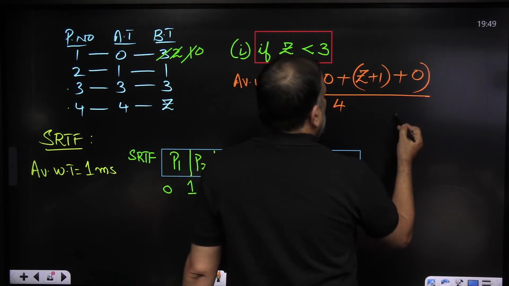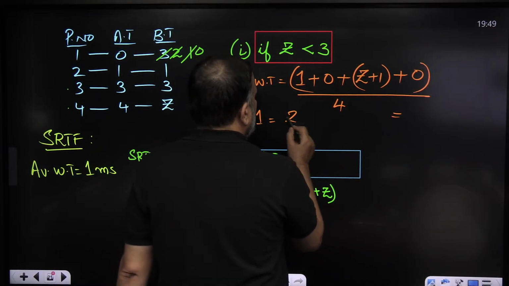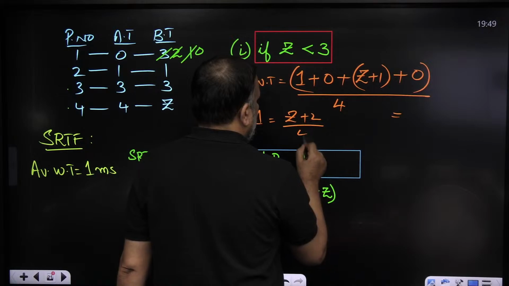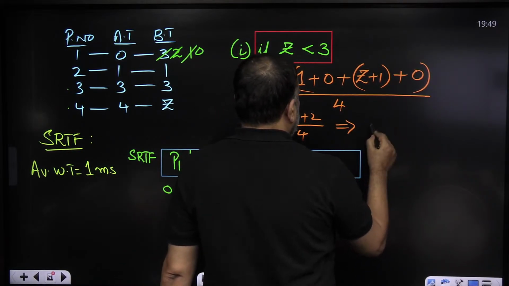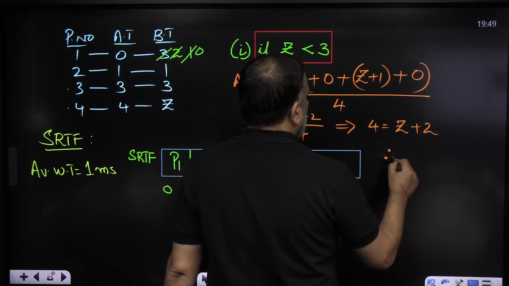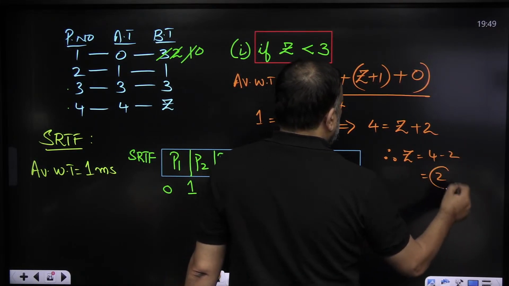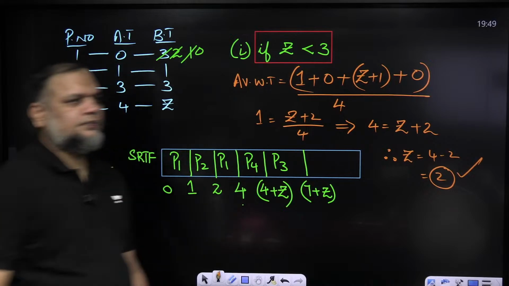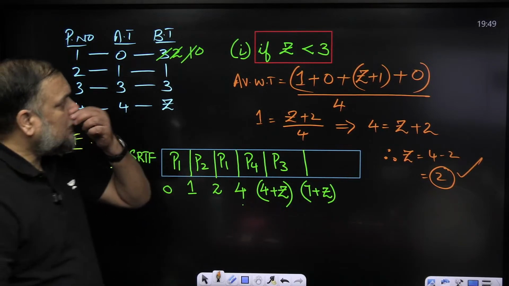तो ये आपका क्या बनेगा इक्वेशन? You want average waiting time to be 1. So 1 is equal to Z plus 2 by 4. तो जब आप यहां पर सॉल्व करोगे इक्वेशन, if you solve this equation, 4 is equal to Z plus 2. So therefore Z is equal to 4 minus 2 is equal to 2. Your answer is 2. ठीक है ना? So how you get the answer as 2, you can check from here. आप इसके साथ साथ ये भी काउंटर टेस्ट कर सकते हो.